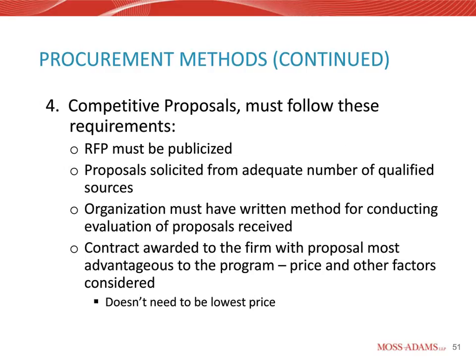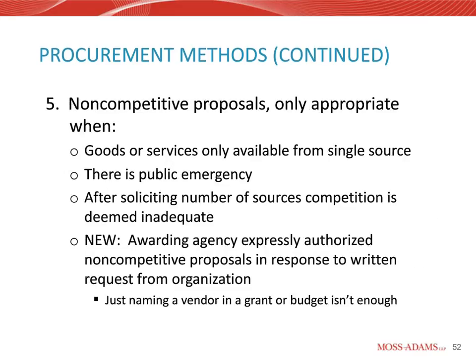And finally, the last method, non-competitive proposals, which are only appropriate when goods or services are available from a single source, there's been a public emergency, after soliciting a number of sources, competition is deemed inadequate, and also the awarding agency expressly authorized non-competitive proposals in response to a written request from the organization. Just naming a vendor in the grant budget or application isn't enough to justify the requirements under this fifth method of procurement.